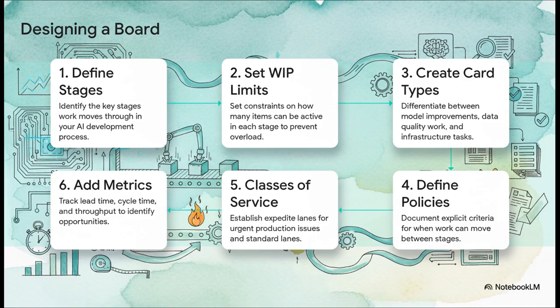You have to clearly define your actual workflow stages. You establish those absolutely crucial work-in-progress limits, we'll get to why in a second. You create different card types to tell the difference between, say, a brand new experiment and a pesky bug fix, and then you lay down the rules of the road and add metrics to see how you're really doing.